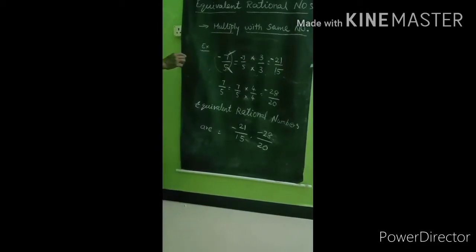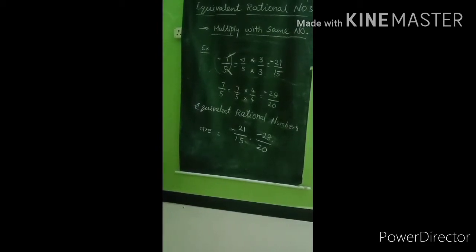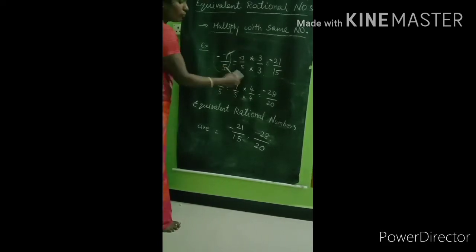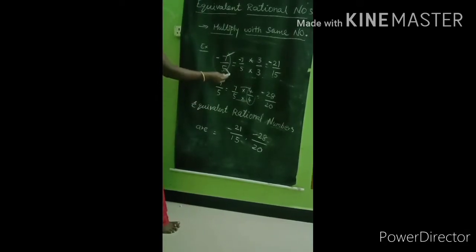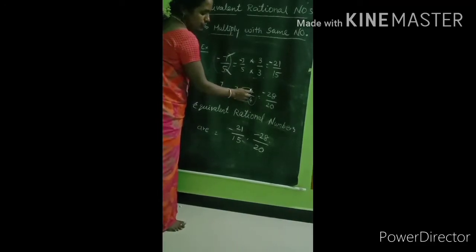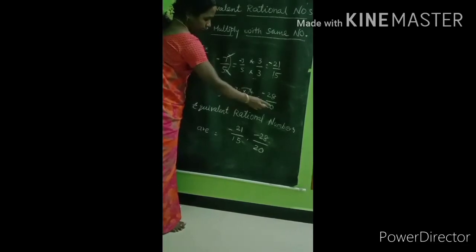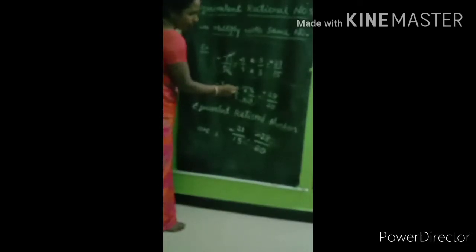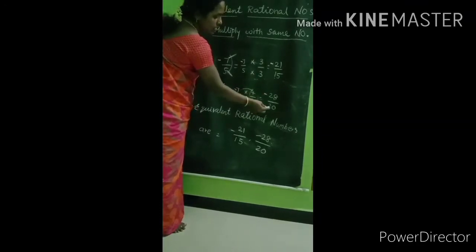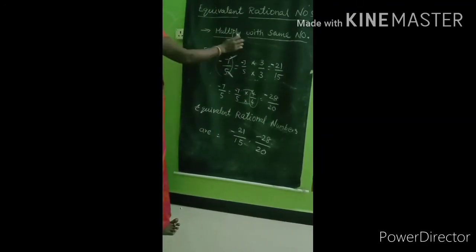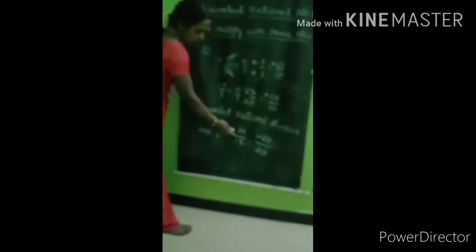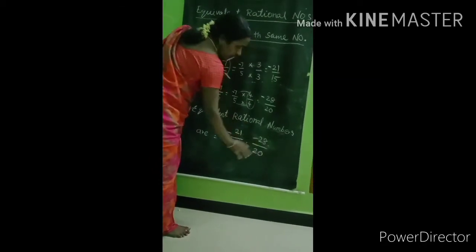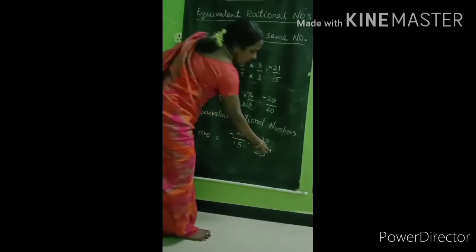Suppose the given question asks us to find 3 or 4 equivalent rational numbers. Then we multiply by other same numbers, with the numerator and denominator. Here I find the second rational number: 7 by 5 multiplied with 4 by 4. 7 4s are 28, 5 4s are 20. Here given minus 7, so minus 7 with 4 is minus 28 by 20. If you find all the equivalent rational numbers, finally you write that the equivalent rational numbers are minus 21 by 15, minus 28 by 20. Suppose we need 5 numbers, then you list out those 5 numbers.